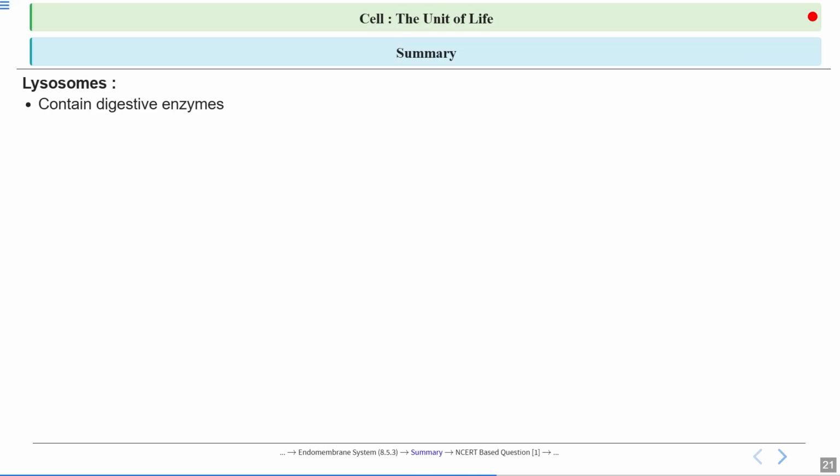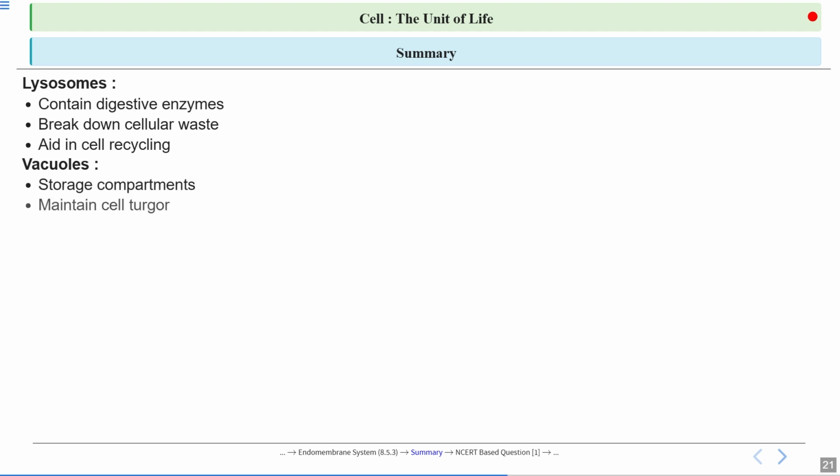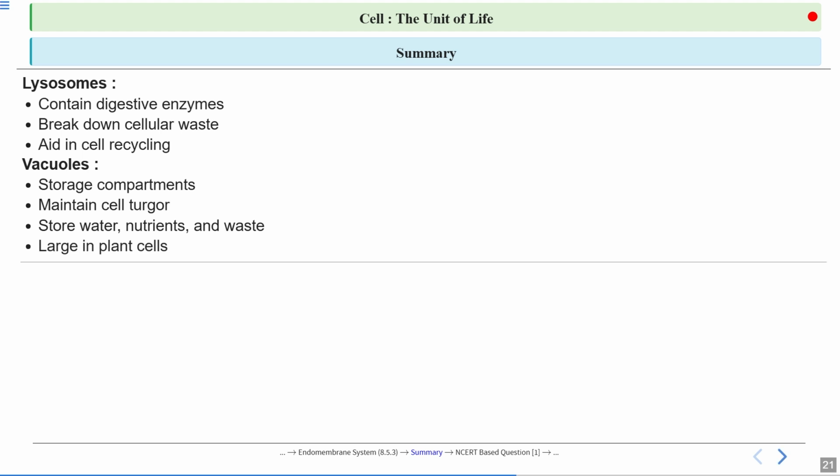Then lysosomes contain the digestive enzymes. They can break down cellular waste because they consist of these digestive enzymes. That's why they are known as suicidal bags as well. They aid in cell recycling. Vacuoles are the storage compartments. They also maintain the cell turgor by storing water. Clear? They store water, nutrients, and waste materials as well. Vacuoles are large in plants, and only small vacuoles are present in the animal cell.